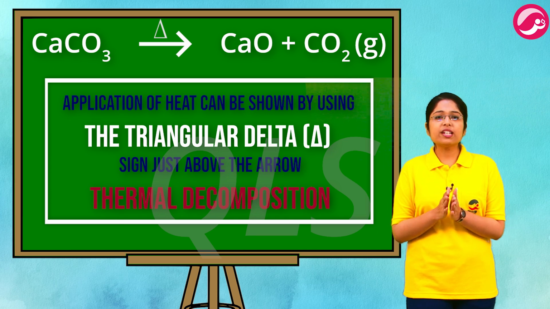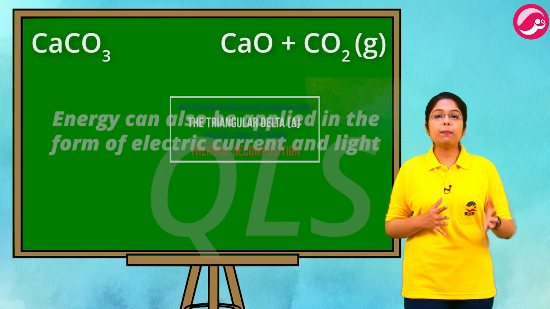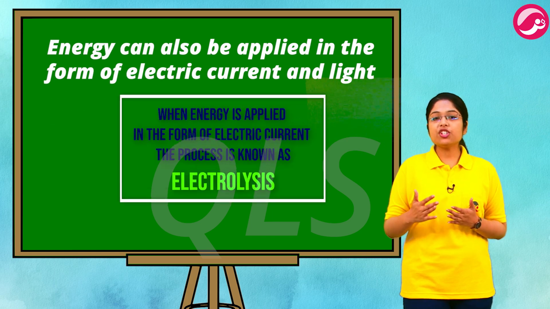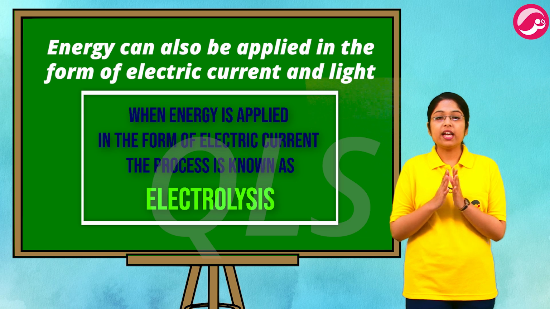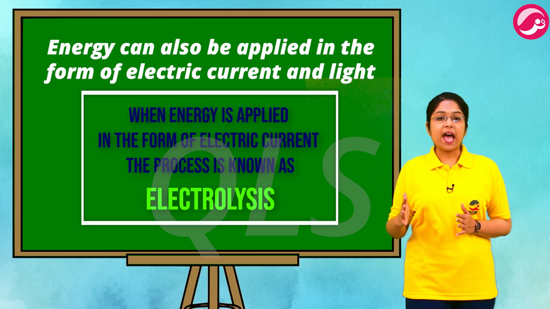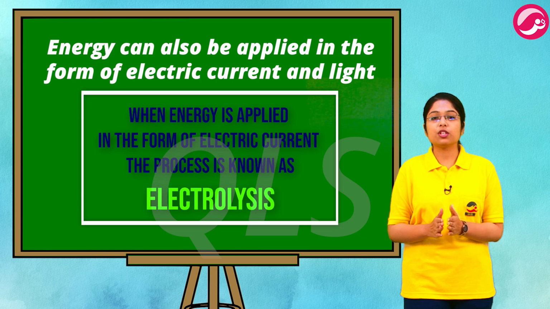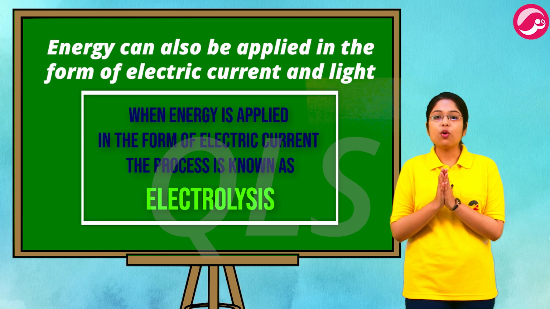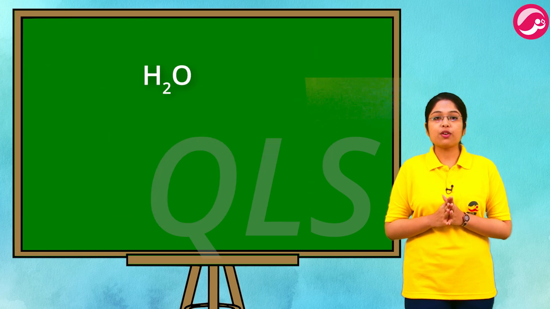Now, it is not necessary कि reaction cause करने के लिए energy सिर्फ heat के form में ही required हो. Energy can also be applied in the form of electric current and light. When energy is applied in the form of electric current, the process is known as electrolysis. Electro stands for electricity and lysis means to break. Electricity का application देके जब हम किसी चीज़ को break करते हैं, decompose करते हैं, तो हम इसे कहते हैं electrolysis.